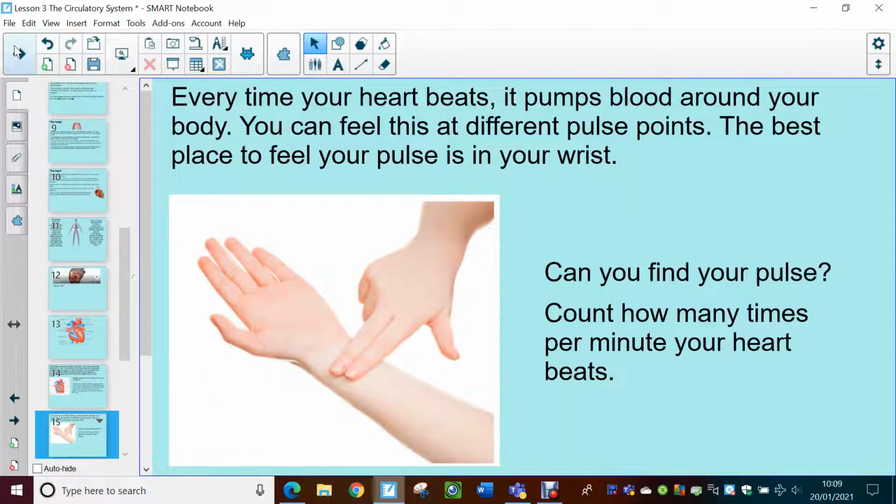Every time your heart beats, it pumps blood around your body, and you can feel this at different pulse points. The best place to feel your pulse is in your wrist. Now, this is important for next week, actually. So have a go at finding your pulse now.